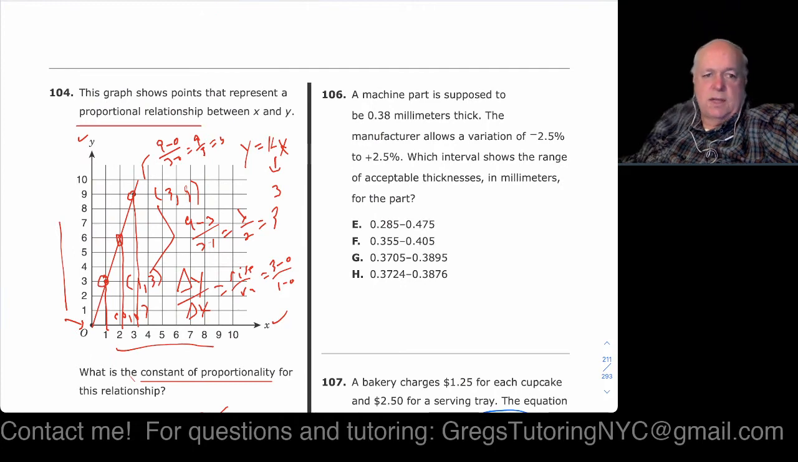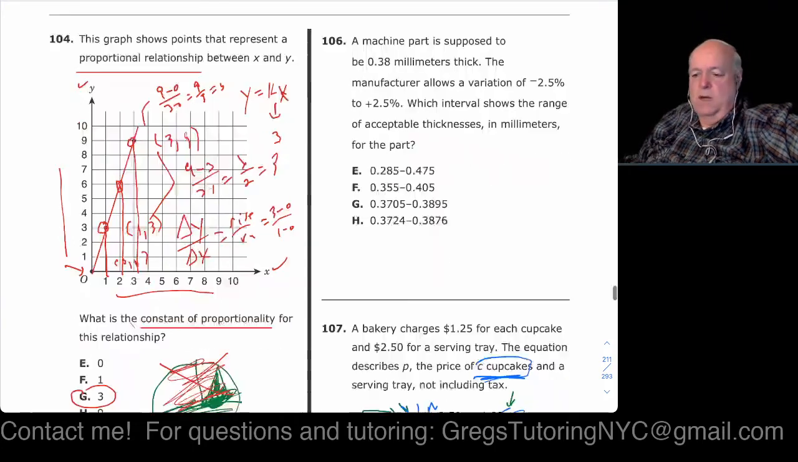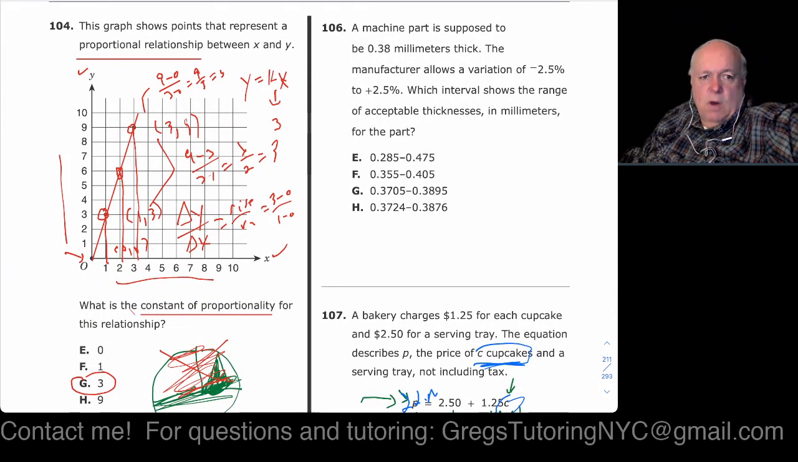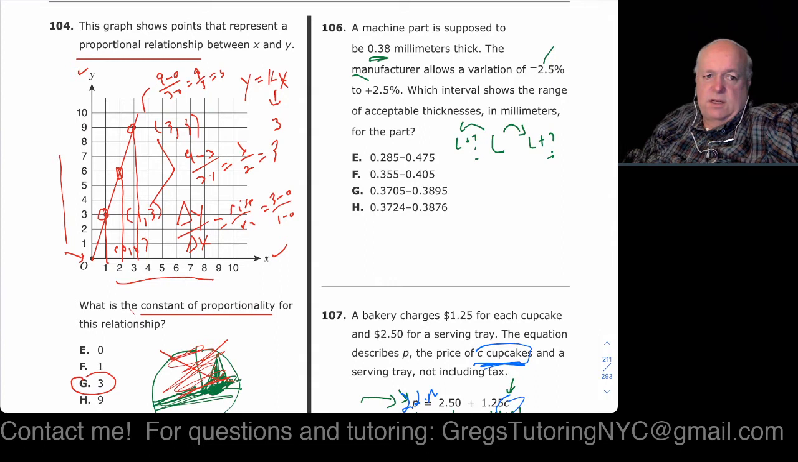Okay, so this is a standard question that comes up. It's probably going to come up about one time. What we have is something that's a certain size, and the manufacturer allows a variation of minus 2.5 or plus 2.5. So if we have a certain length, it can wiggle to be length plus something or length minus something. That something they're telling us is 2.5%. Which interval shows the range of acceptable thicknesses in millimeters?